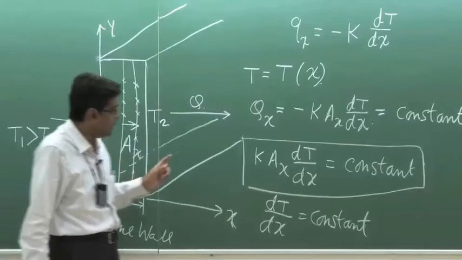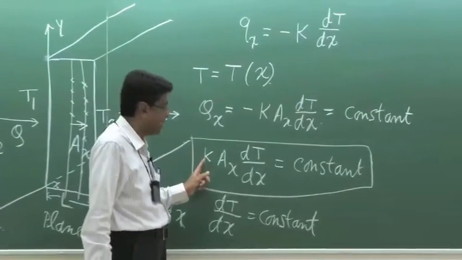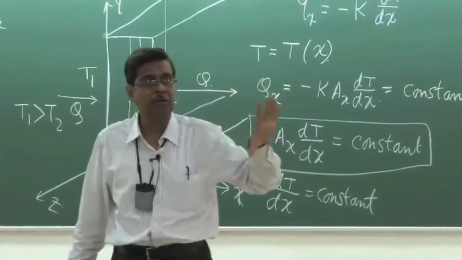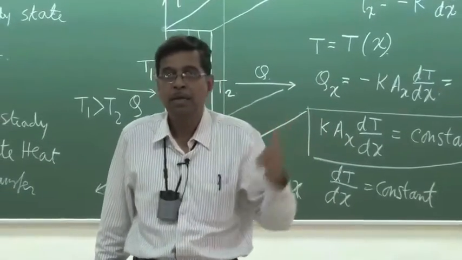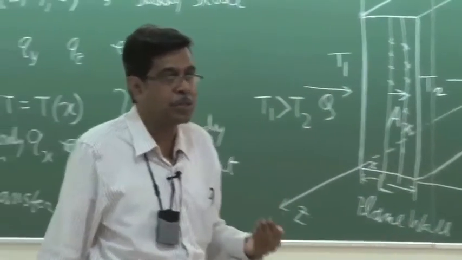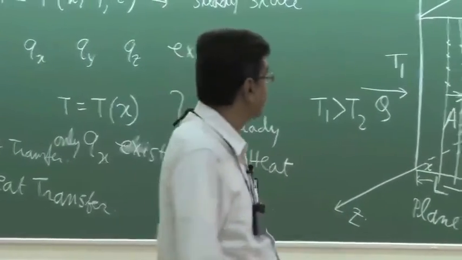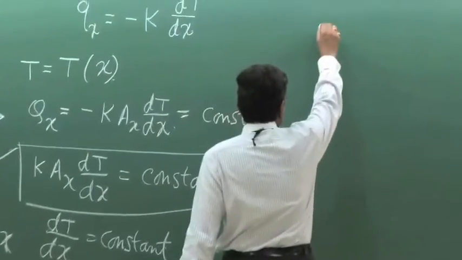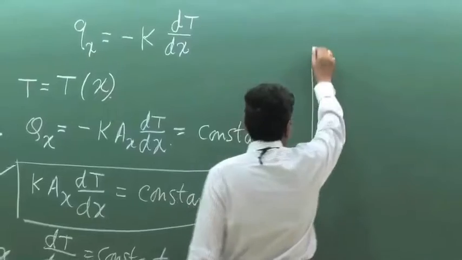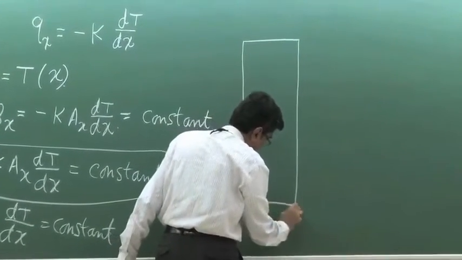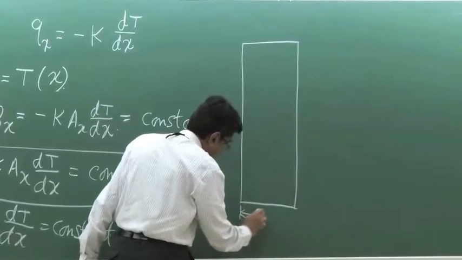So therefore, a steady state heat transfer with constant thermal conductivity, with constant cross-sectional area, which happens in a plane wall, the temperature gradient is constant. That means the temperature is a linear function. This you can also do in a little more elaborate way. I think that will help you afterwards in the deduction.